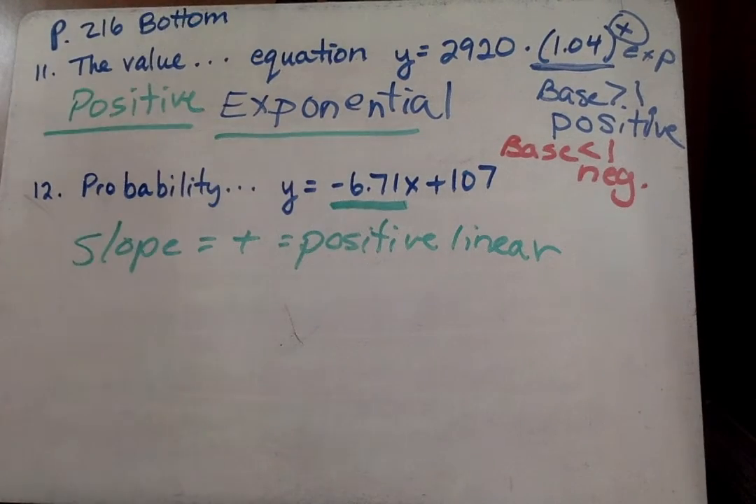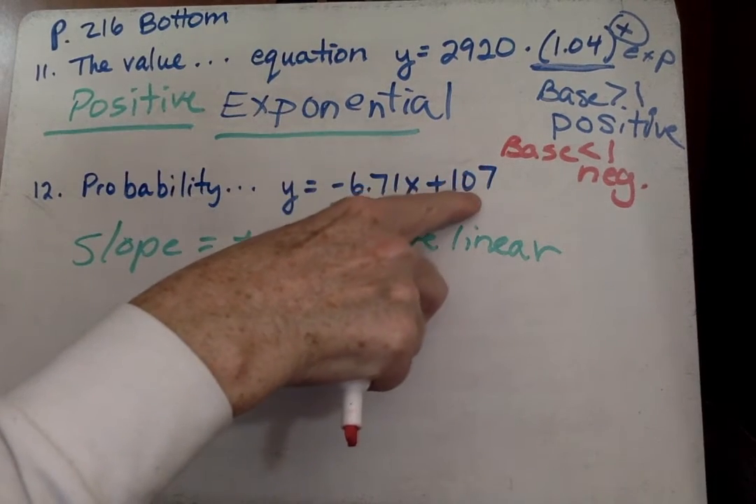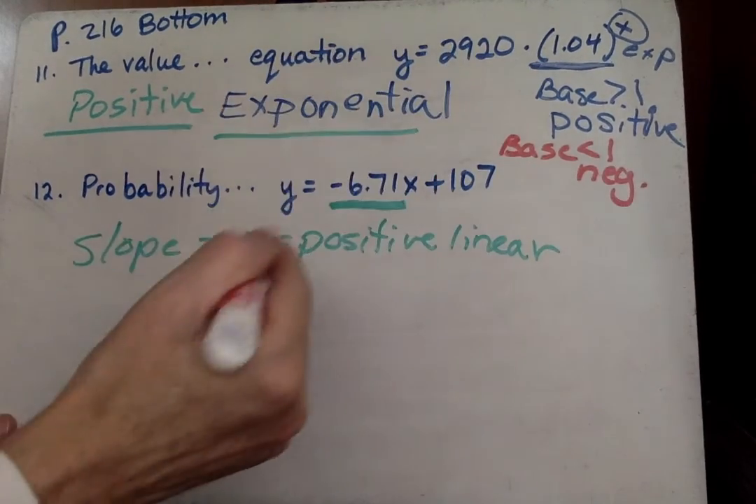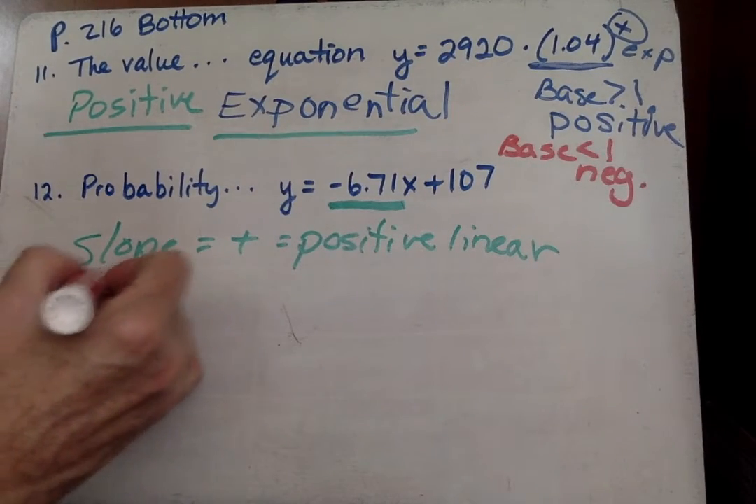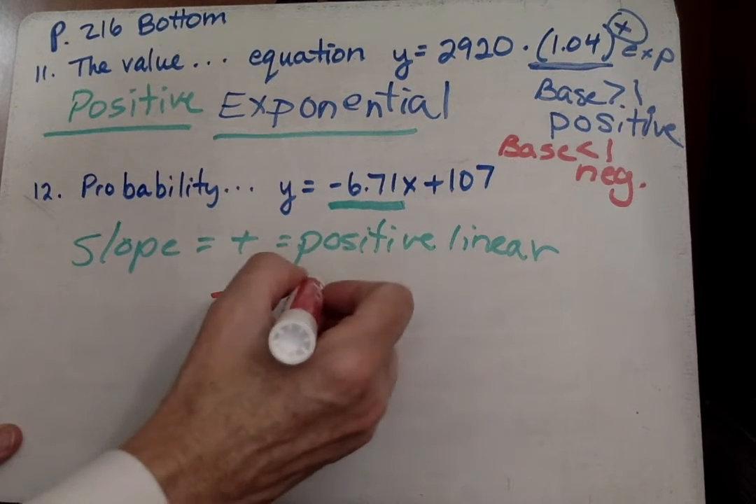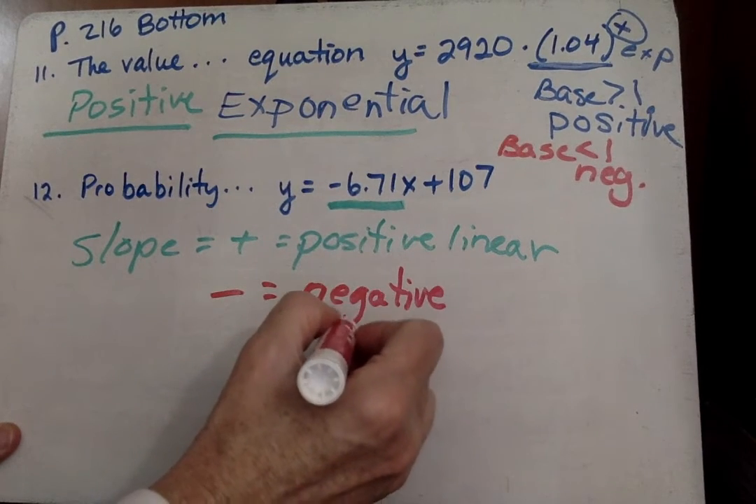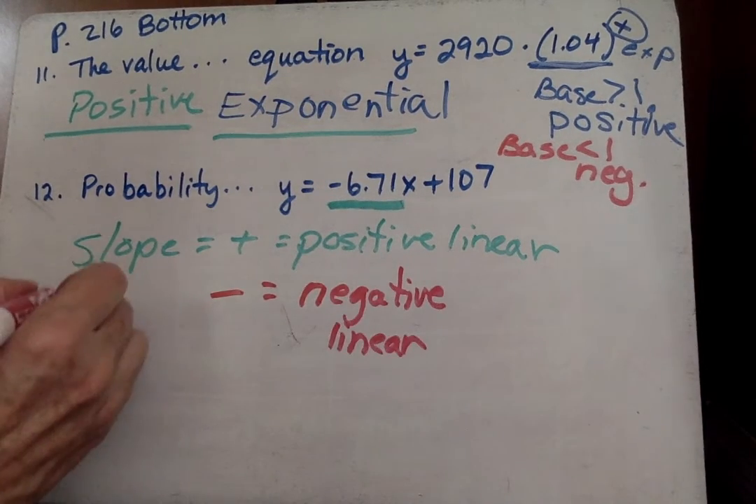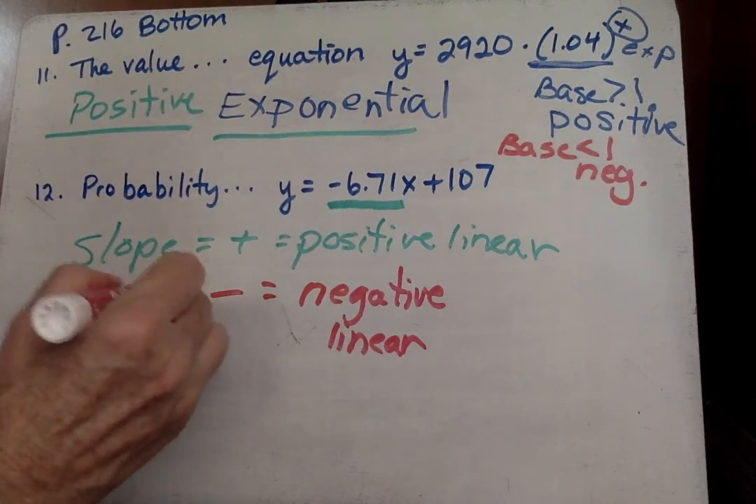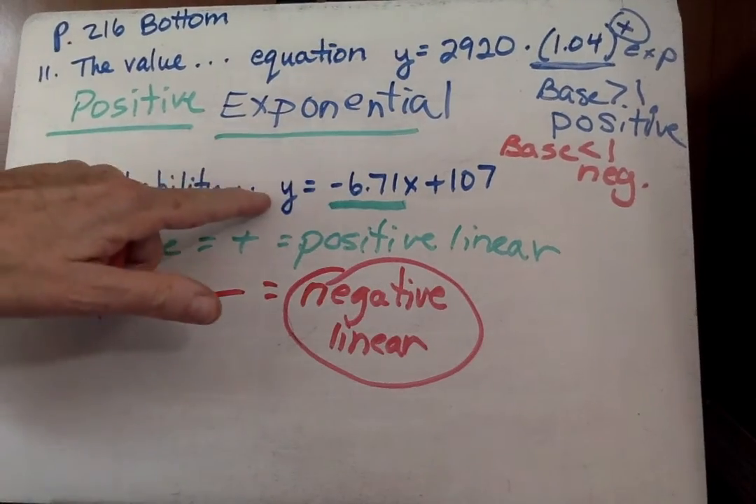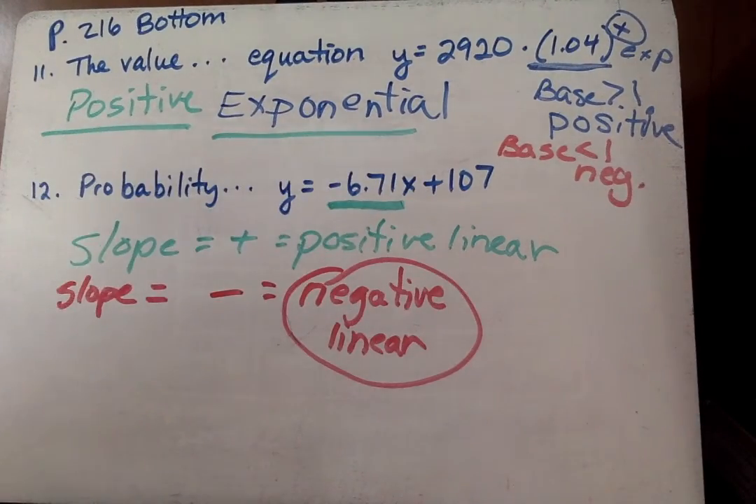But is that a positive number? No. The y-intercept here won't even matter, and again this number in front wouldn't matter here for the exponential equation. If you get slope equals negative, then it's negative linear. And in this case, it'll be negative linear because it's solved for y, so I know that's my slope, there's my y-intercept. And again, the y-intercept doesn't make any difference.